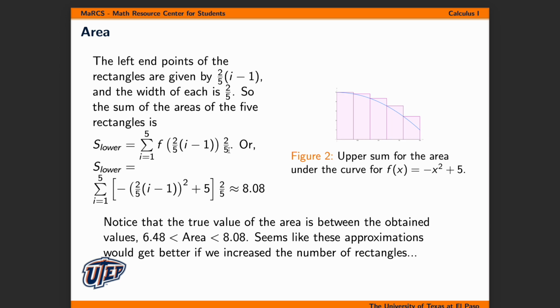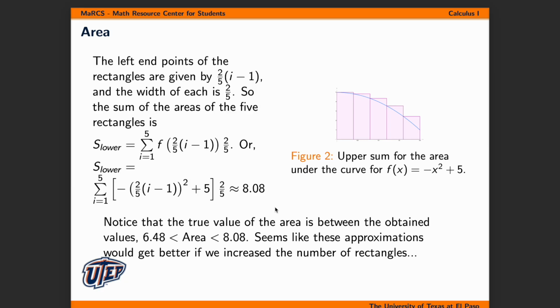So 5 times 2 over 5 is 2. So that means that the area of this first rectangle is 2. Now we repeat the process for the other 4 rectangles, and we take the summation of all 5 areas. And that'll be approximately 8.08.